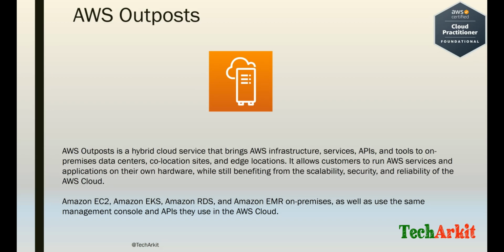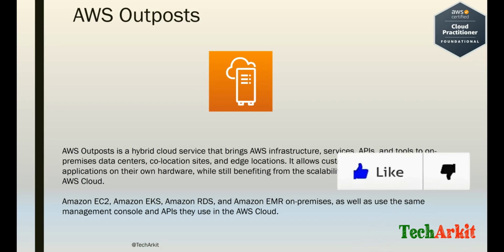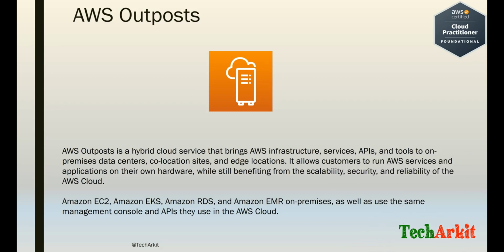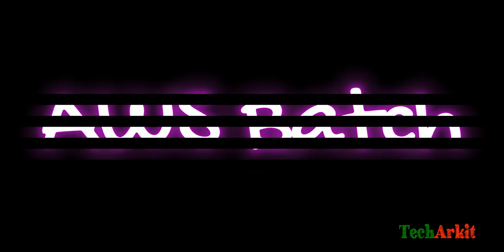AWS provides services such as EC2, EKS, RDS, and EMR on premises, as well as the same management console and APIs they use for the AWS cloud. So you can similarly use the services: just as you access the AWS cloud, you can also access the on-premises Outpost.